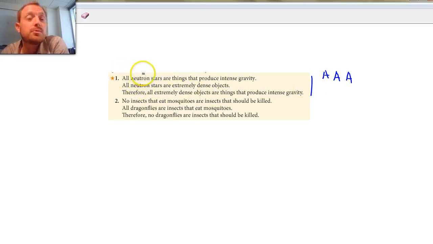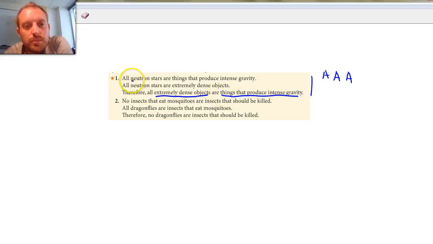Now the question is, what's the figure? And I have to look at the middle term. What's the middle term? Well, let's go back here to the conclusion. Remember, almost in every case, you have to look at the conclusion first. So extremely dense objects, this is the what? I hope I heard you say the minor term. And the major term here is things that produce intense gravity.